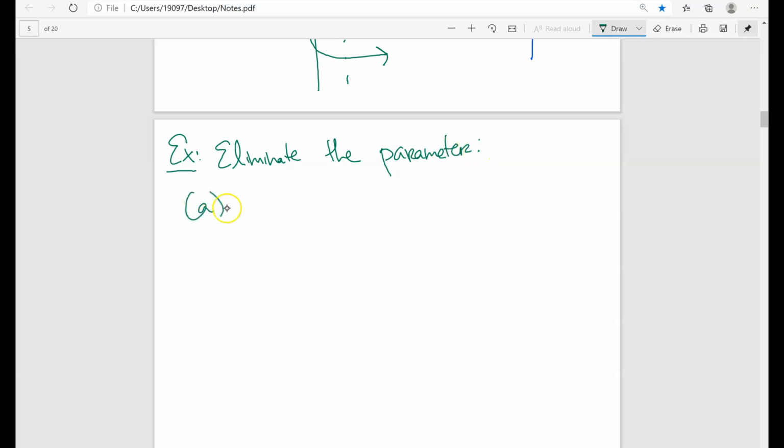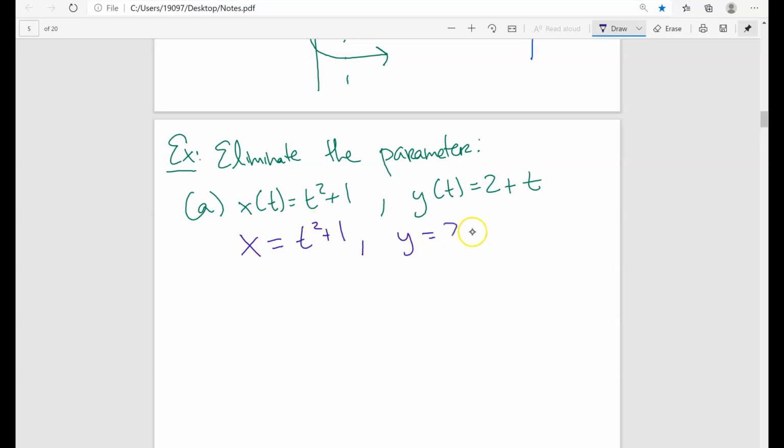Okay, so here's the other problem. Let's say we have x of t is equal to t squared plus 1, and then y of t is equal to 2 plus t. Okay, so what I like to do first is get rid of this x of t and y of t. I'd rather just write x equals t squared plus 1, and then y equals 2 plus t. I like writing it this way. I don't see a reason why you would want to write x of t. These are functions of t anyway. But I would do this extra step. Your book does it that way.